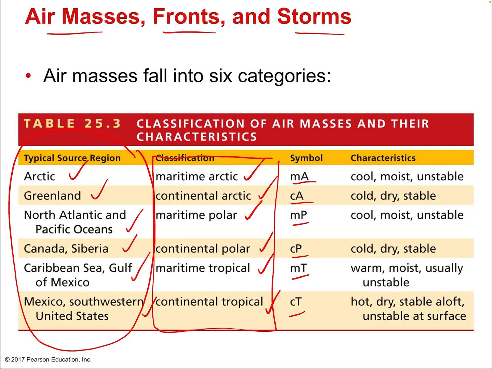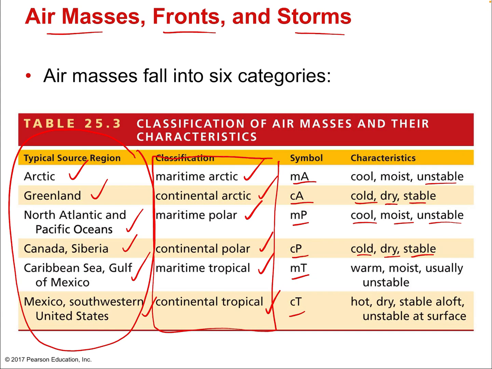And as far as the characteristics, they're what you would expect. Arctic air masses are cool, moist, and unstable. The unstable part is maybe not so clear, but they are. Greenland air masses are cool, dry, and stable, or continental Arctic. Maritime polar are cool, moist, and unstable, so a lot of the same characteristics between maritime polar and maritime Arctic. Continental polar are cold, dry, and stable.